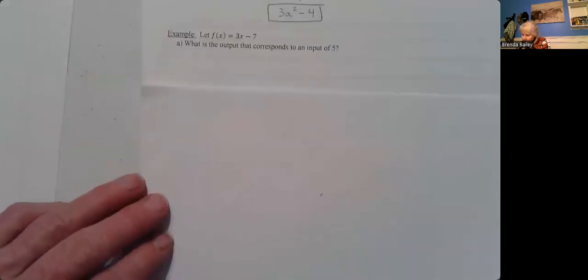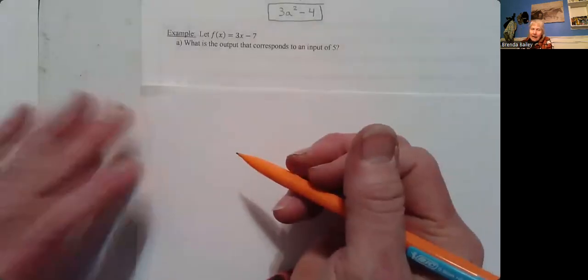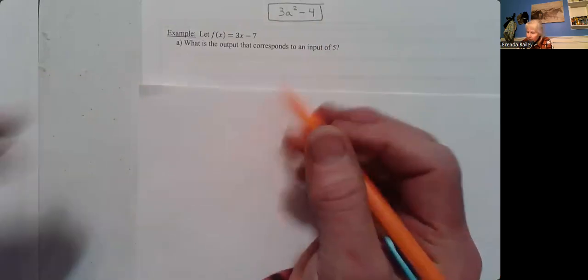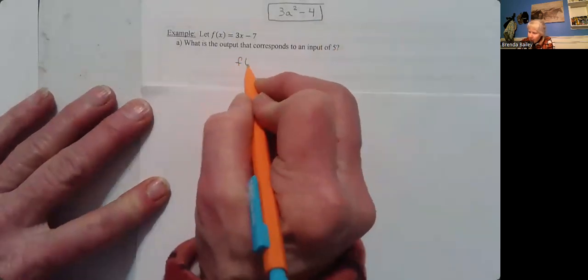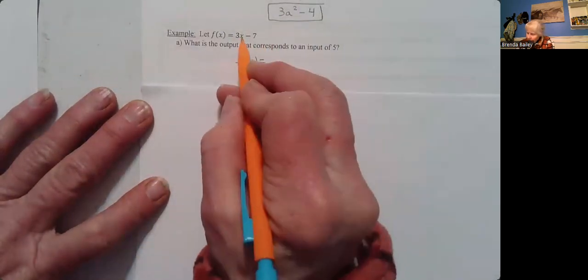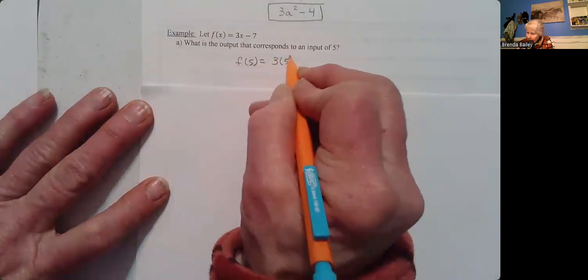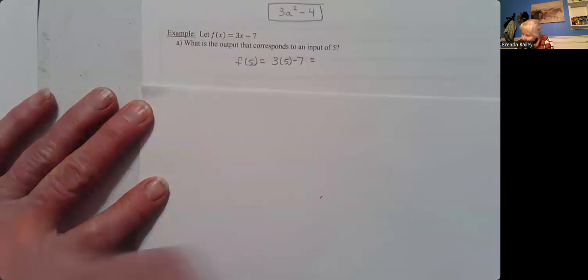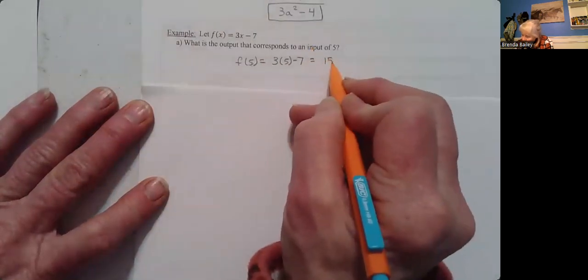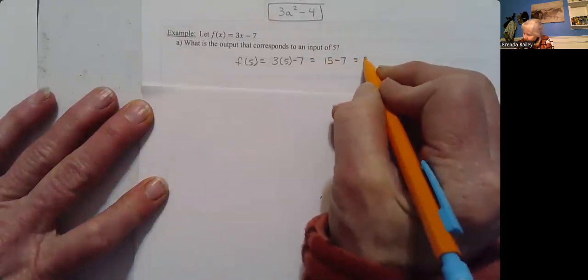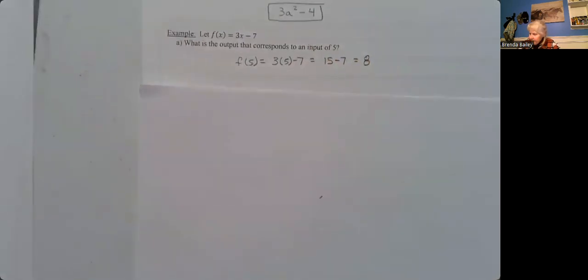All right. And again, it's just stating in a different language what we've been doing. What is the output that corresponds to an input of 5? In other words, what's f of 5 equal to? So we put in 5. 3 times 5 minus 7. So instead of a variable, now we're using a number, which you guys probably like better. 15 minus 7. And so you're going to come up with 8. Okay. 8 is your answer. F of 5 equals 8. That's the output.